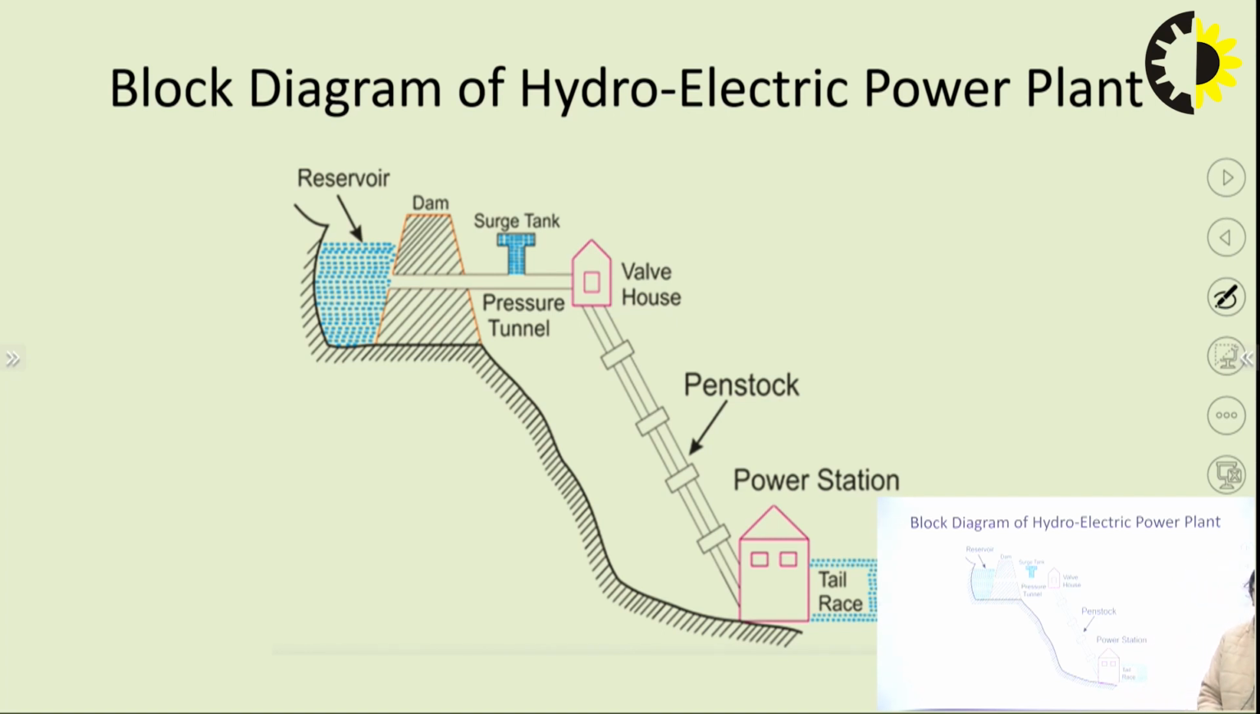This is the representation of hydroelectric power plant dam. This is the reservoir behind the dam. This is the penstock through which water is brought to the turbine. This is the power station containing turbine and the generator.